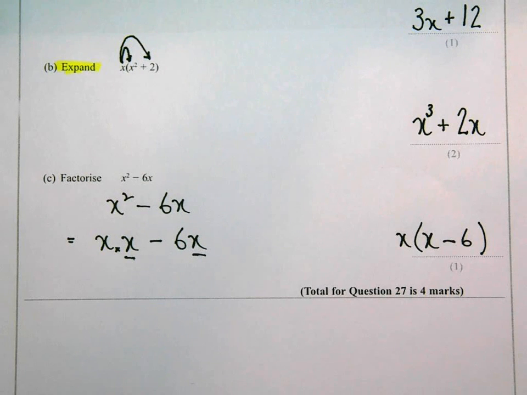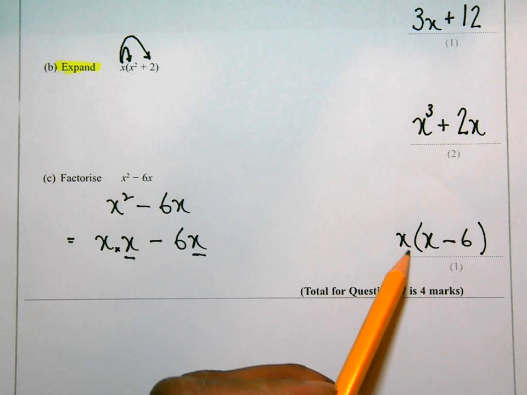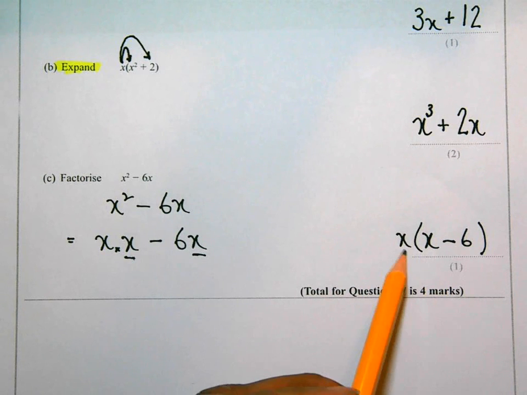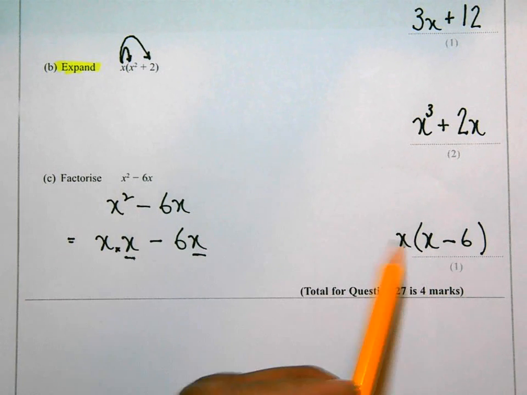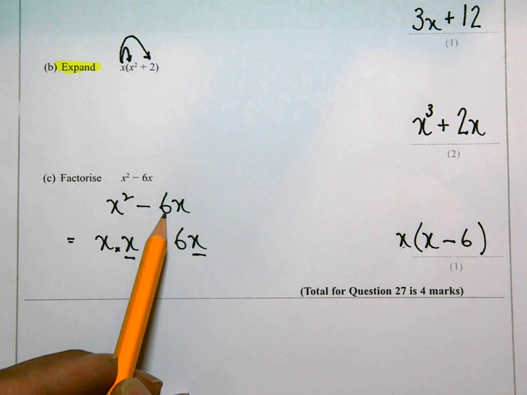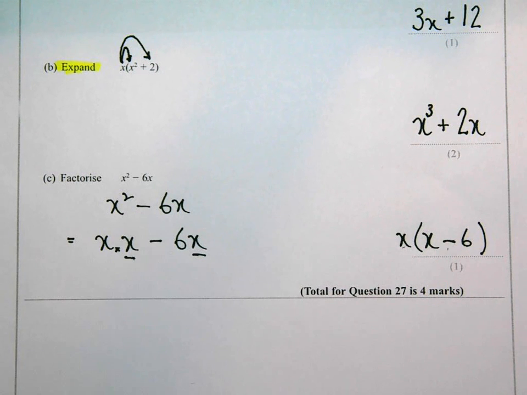Have to check this before you move away or finish off from it. x times x is x squared, x times 6 is 6x, and there's my minus sign. So got everything in there.